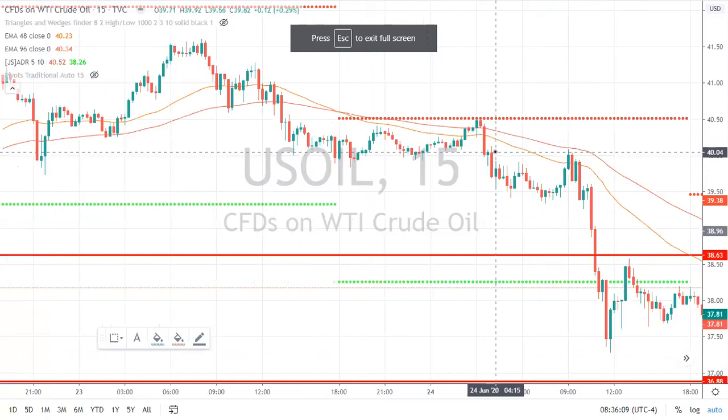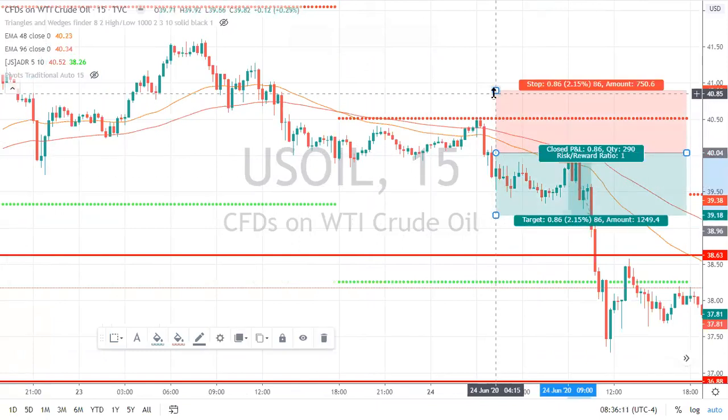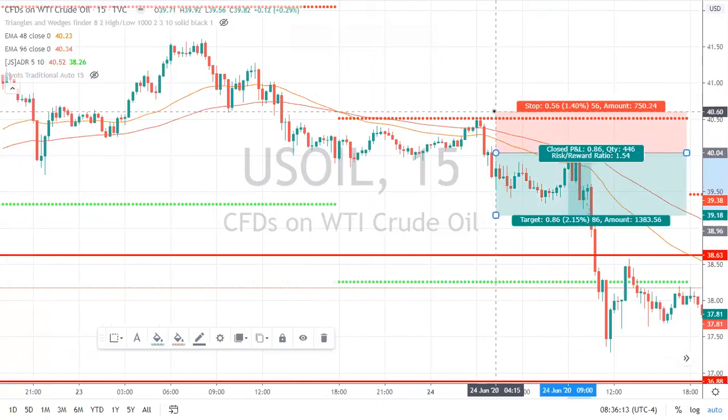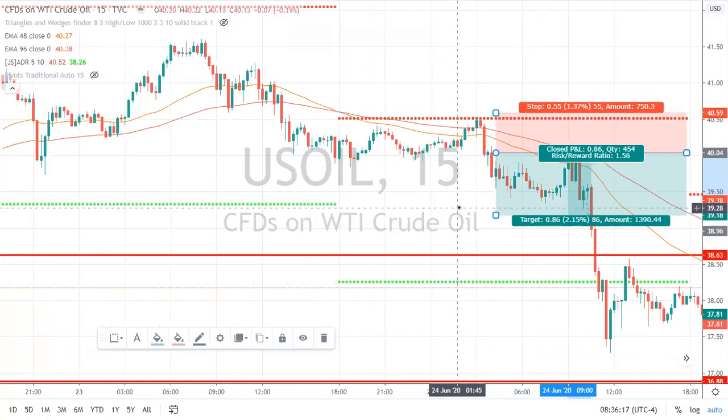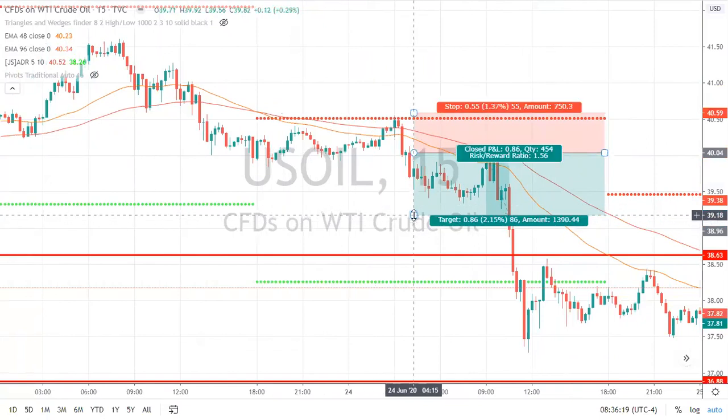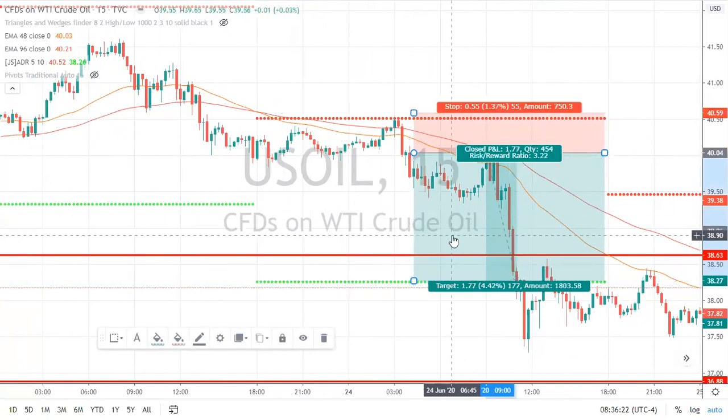So you will enter here, and your stop loss will be here. It will be a very tight stop loss. And then your take profit will be ADR low. That's all. So what is the risk to reward ratio? 1:3. So you're risking, for example, $100, you're making $300.